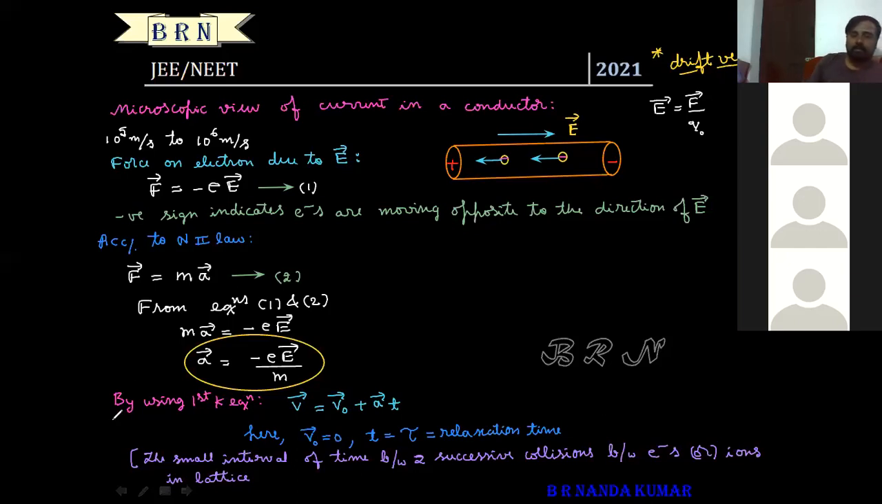That is lattice. But this is the definition of relaxation time. The small interval of time between two successive collisions between electrons or ions in the lattice is called relaxation time. So what is the order of relaxation time?